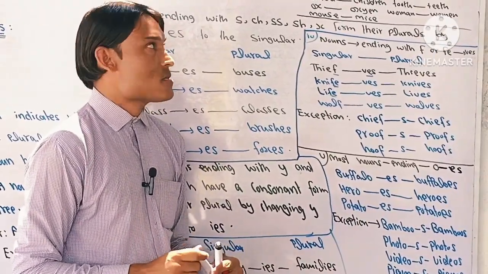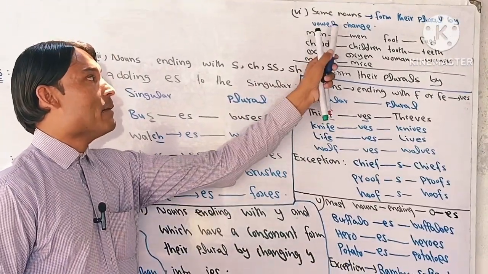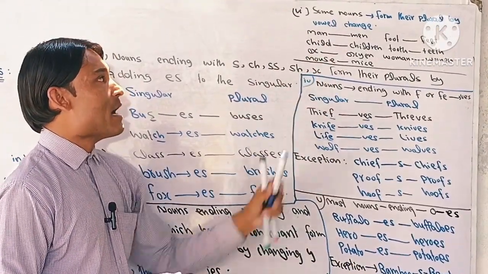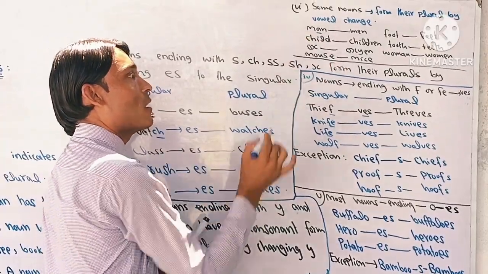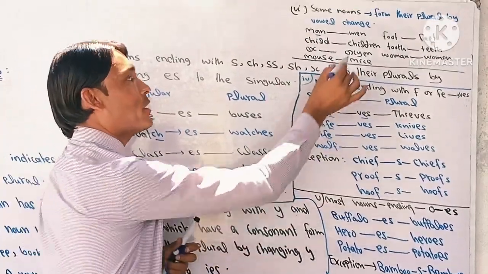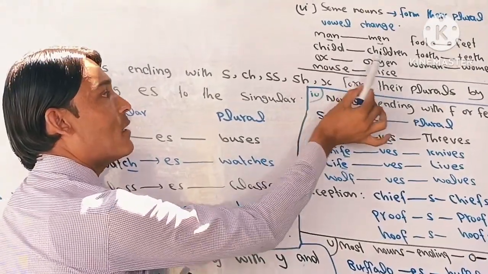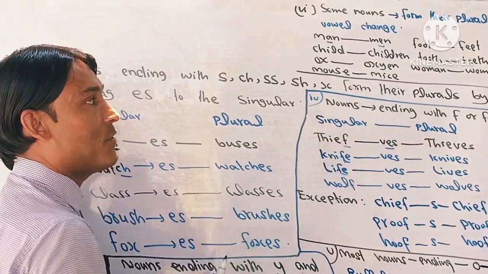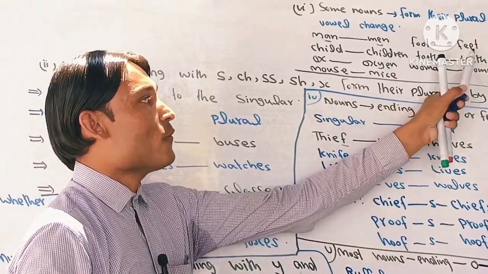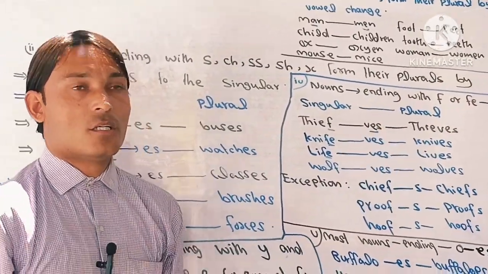Piano, only s. Next, rule number 6, some nouns form their plural by vowel change. For example, look here, man, so a is changed to e. So we say man, men, child, children, ox, oxen, mouse, mice, foot, feet, tooth, teeth, woman, women. That's the end.